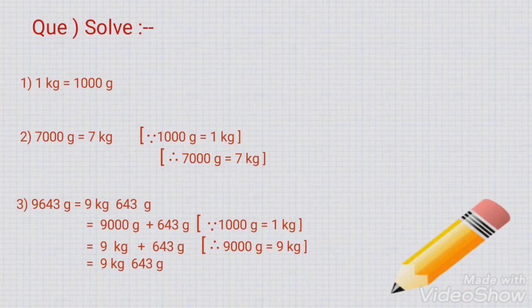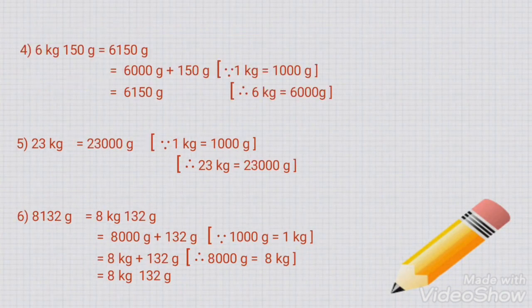So we will replace the value of 9000 gram with 9 kg, and therefore we have written 9 kg in place of 9000 gram. So the answer is 9 kg 643 grams.